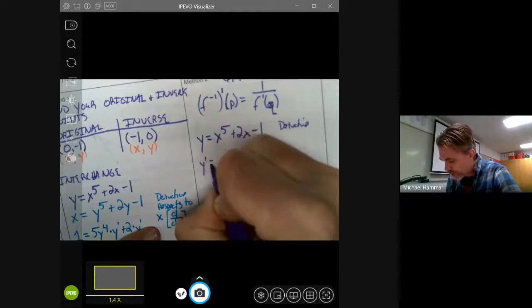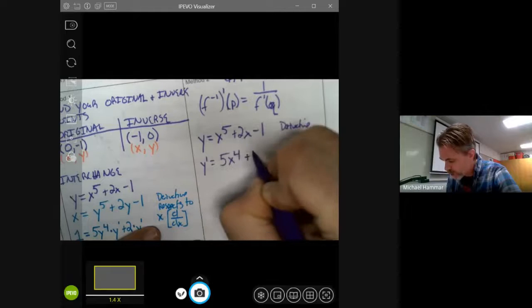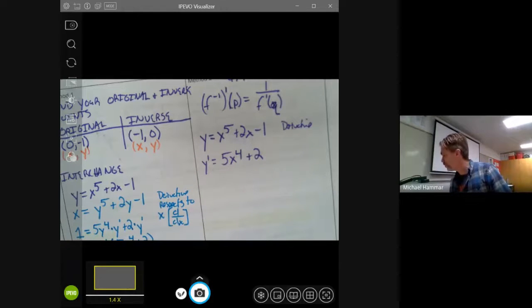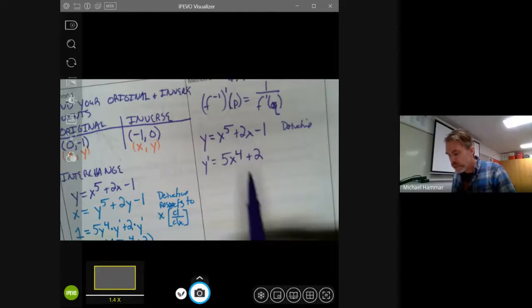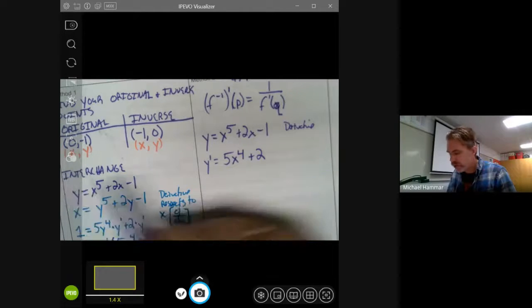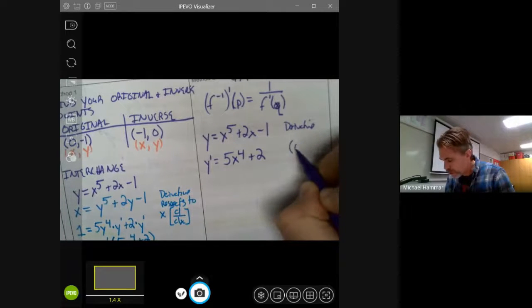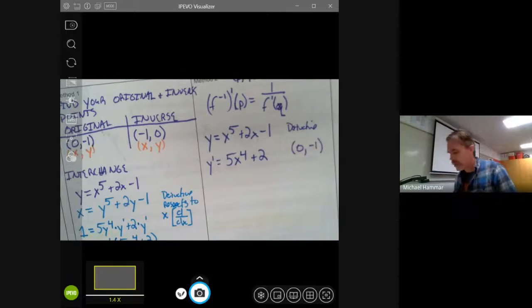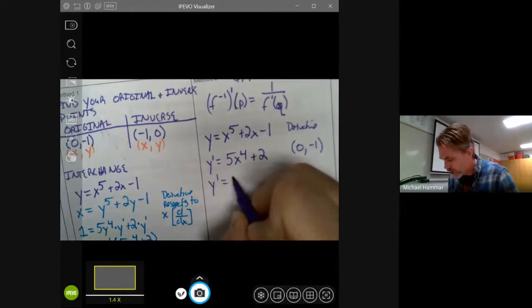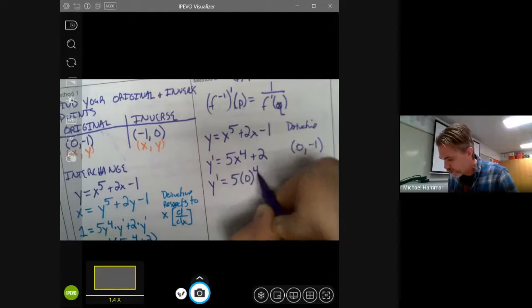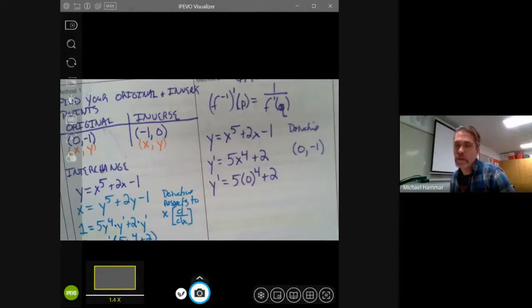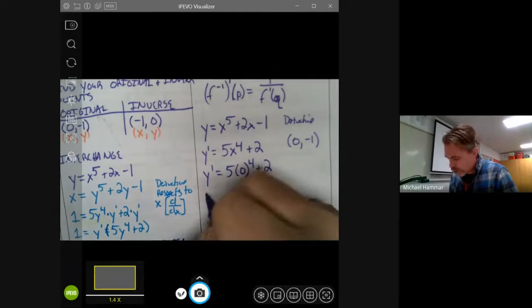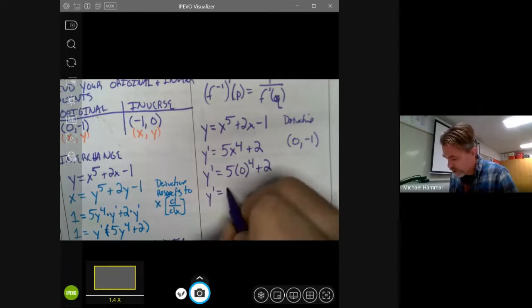We're going to do y prime equals 5x to the 4th plus 2. Okay? So using our original point, we are going to plug in our x value. The original point is (0, negative 1). So we're going to plug that into our equation: y prime equals 5 times 0 to the 4th plus 2. So y prime for the original function is 2.